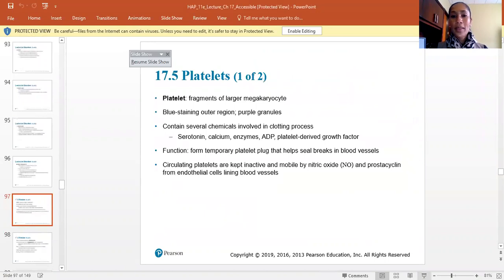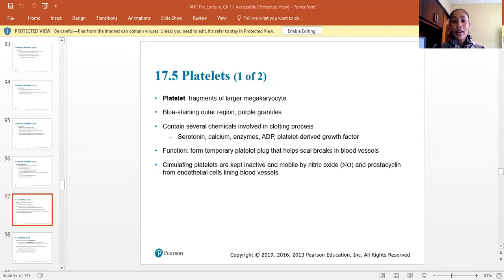platelets. So with platelets, they are fragments of a larger cell called a megakaryocyte. They contain several chemicals that are involved in the blood clotting process, which include serotonin, calcium, enzymes, ADP, and platelet-derived growth factor. In terms of function, platelets are in our bodies so that they can temporarily form a plug in a broken blood vessel so that it does not consistently leak out and cause a hemorrhage.